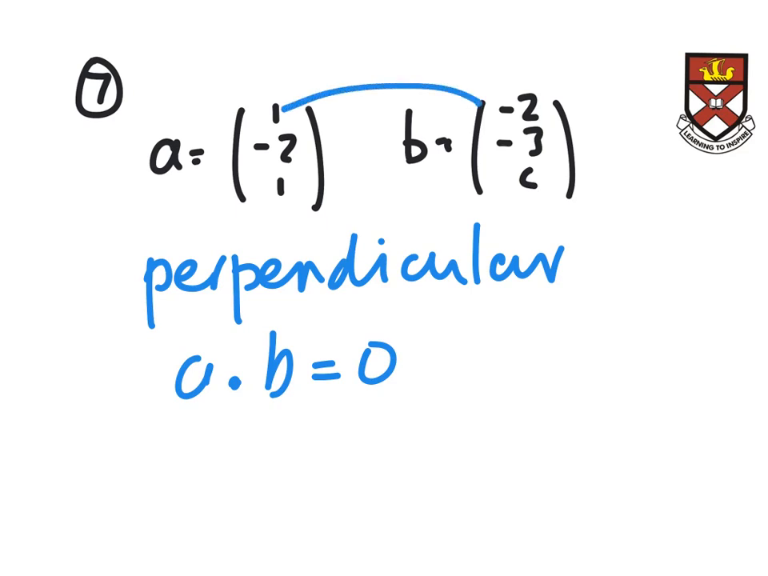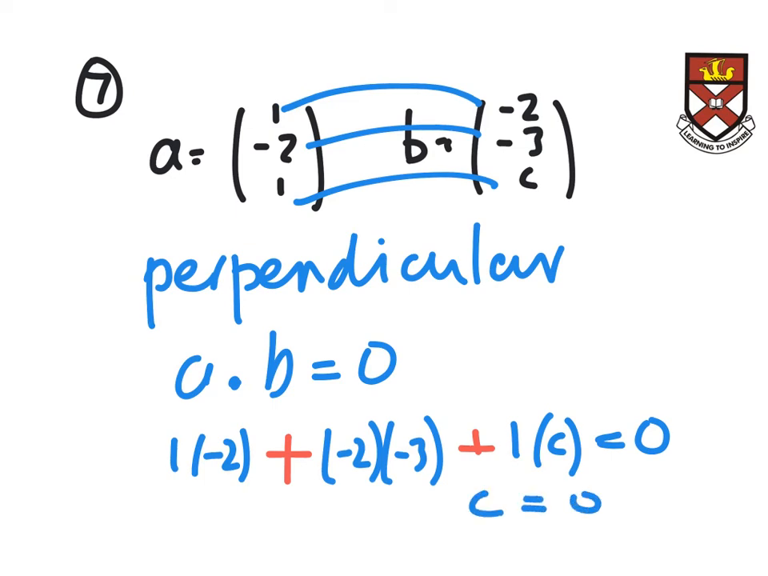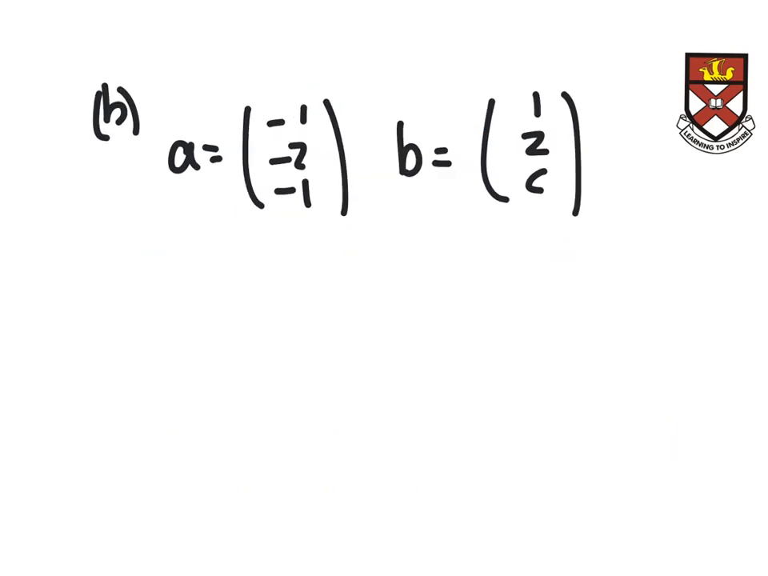So we're going to do 1 times negative 2, and for some reason guys you keep forgetting you've got to add negative 2 times negative 3, and then add 1 times c, and that's got to equal 0. So solve that and you'll be able to work out what c is. And then the first question was a monster, the last question is really easy. Okay, it doesn't look it, but it is.